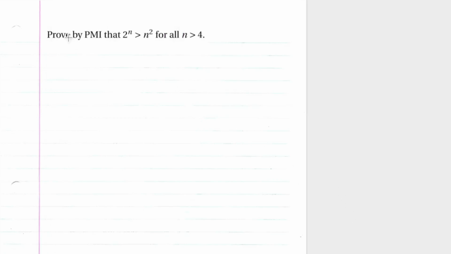Okay, so we're going to prove by the principle of mathematical induction that 2 to the n is bigger than n squared for all n bigger than 4. So let's go ahead and start this proof.